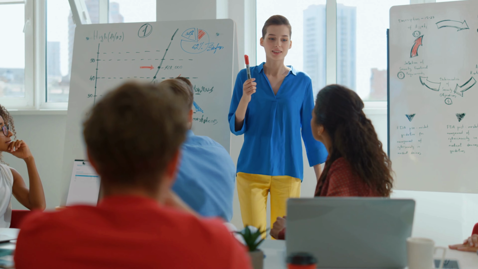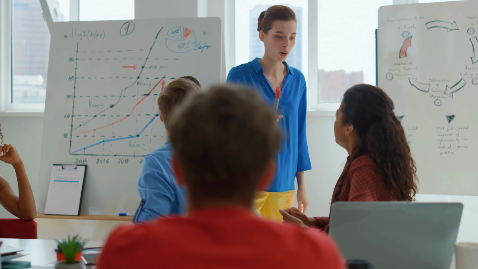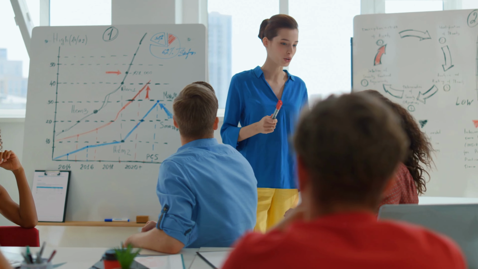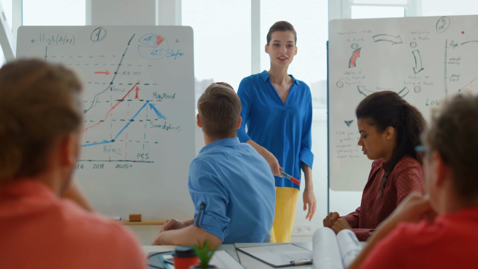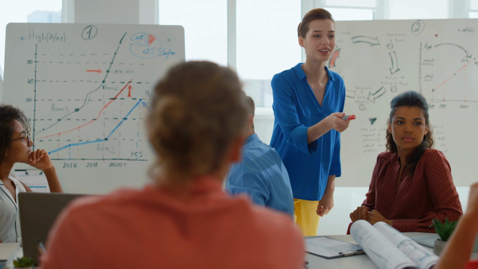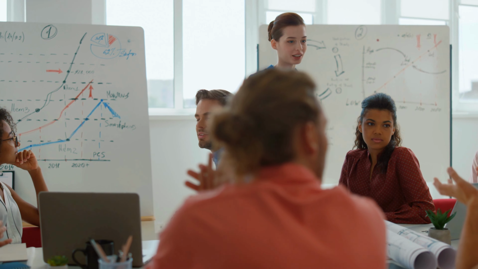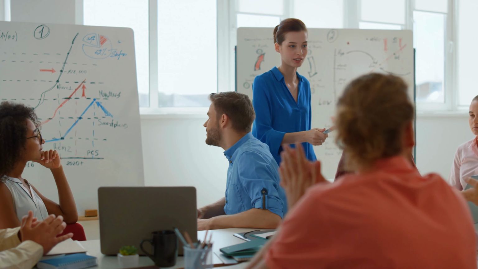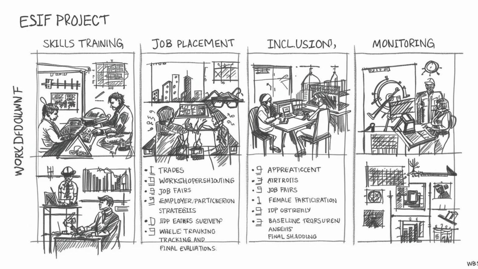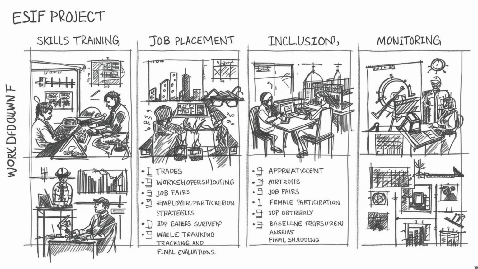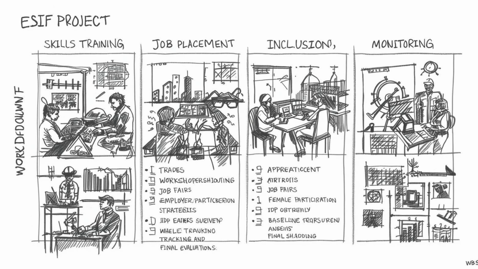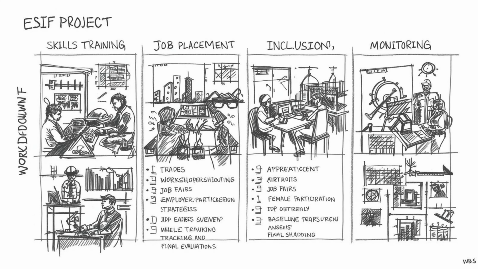Now that we've defined the scope, let's take a closer look at how the ESIF project was actually structured. To make the work more manageable, Mercy Corps used a work breakdown structure, or WBS. The ESIF project was broken down into 4 main components. Skills training. This included identifying which trades were most relevant for youth, selecting qualified trainers, and delivering practical workshops.